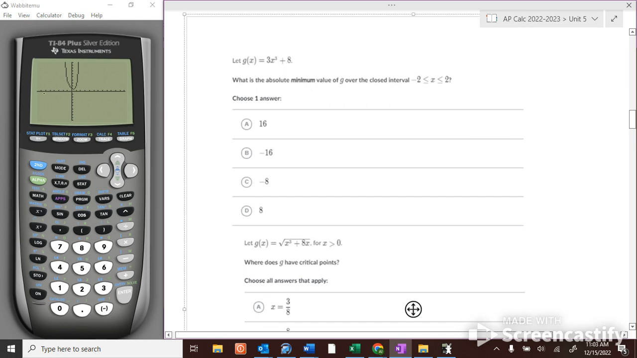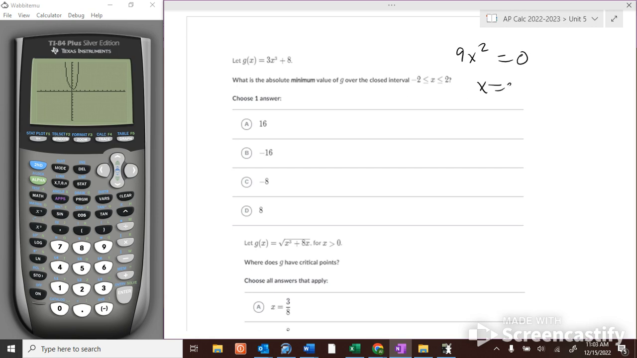Where's the absolute minimum of this function? You have absolute minimums where the first derivative is equal to 0. So you set 9x squared equal to 0. And so x must equal 0. So you say, well, it has to occur at 0 or at the ends of the interval. So you're going to check -2, you're going to check 0, and then you're going to check 2. And just plug them into the original function.